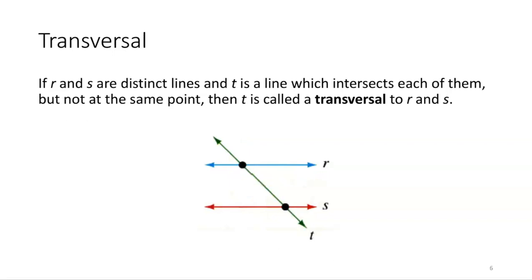Now, on the other hand, if you happen to have 3 lines and 2 of them are parallel, or at least not intersecting in that place, and there's a third line that's intersecting both of them. So in this case, there's R and S that are parallel to each other, and there's a third line T that's going through each of those at different places. That T is called a transversal. So a transversal is a line that's intersecting 2 other lines.